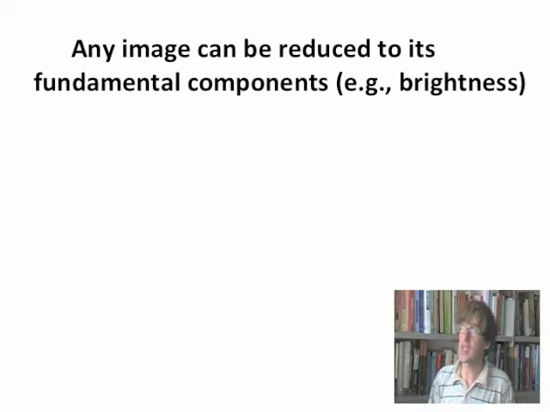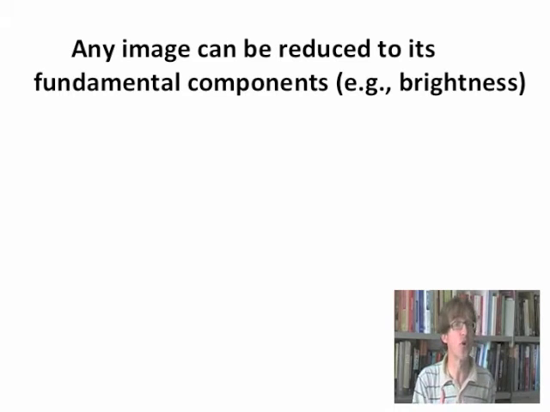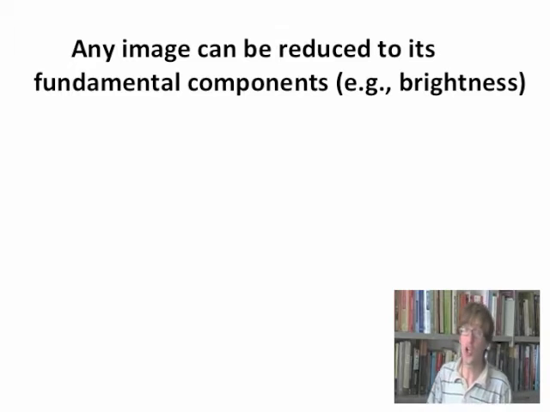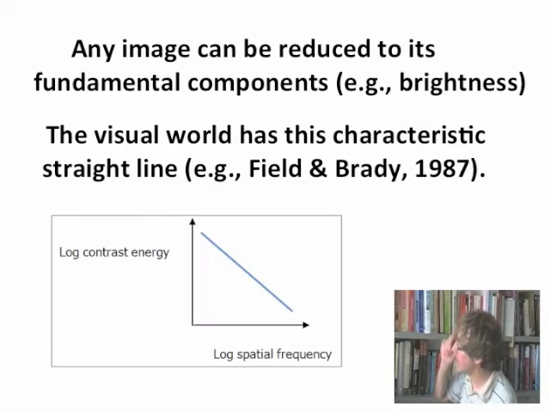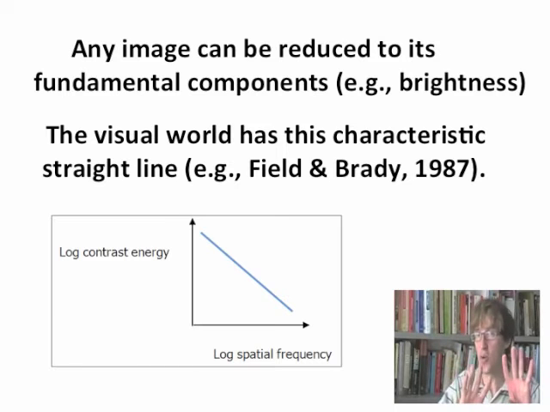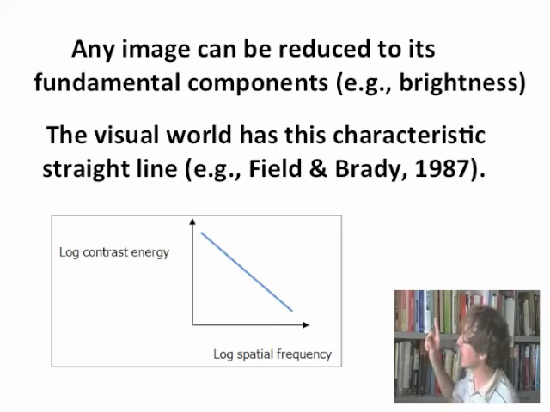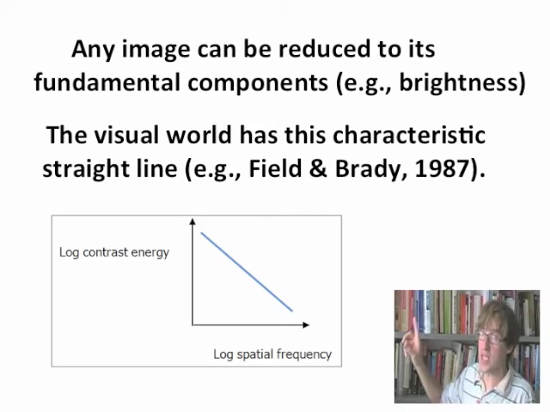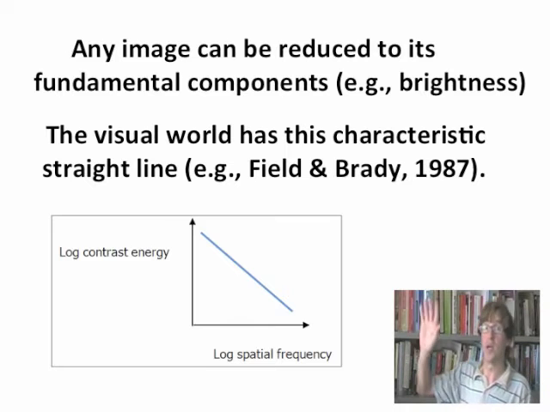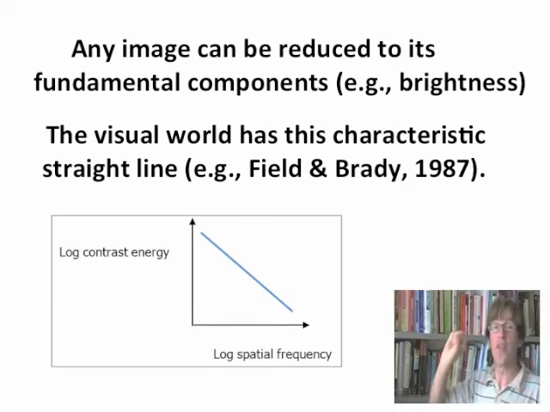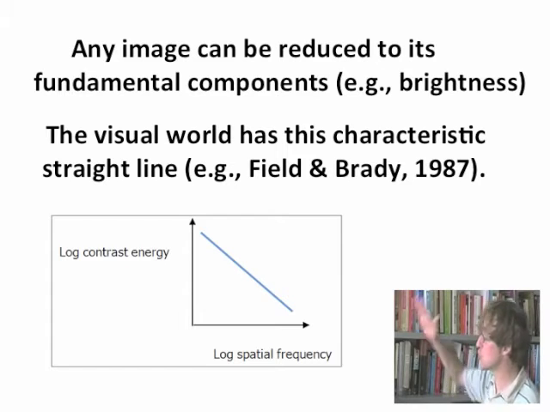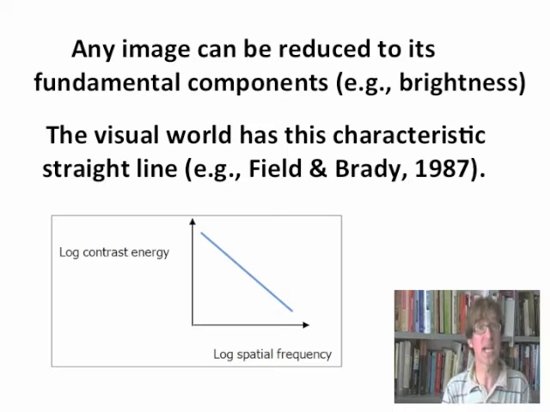Okay, and when you break down an image into its fundamental units, when you perform a spectral analysis, you discover this. It's a technical thing. We don't need to go into the exact details, but essentially, as spatial frequency comes down, contrast energy goes up. What this means is a technical thing. The important thing is this straight line. It's almost as if the visual world has a particular signature. You analyse any image, any object, and this is what it does. You get this straight line.